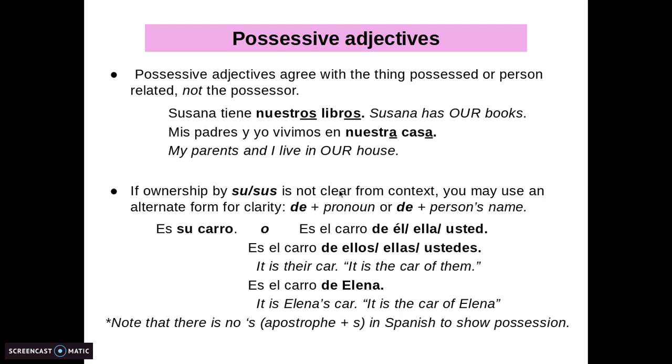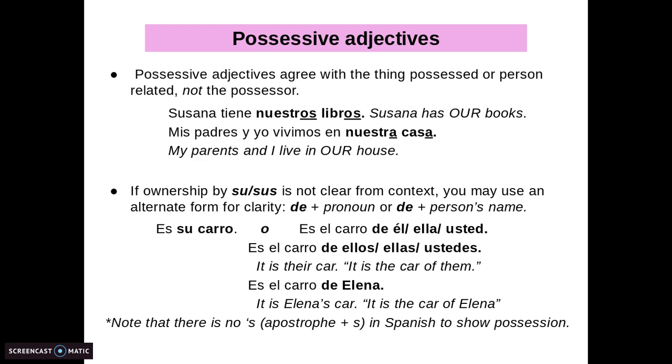If it's owned by Sue or Sus and it's not clear from the context, you might want to use an alternate form to clarify, meaning de plus the person's name, okay? Or de plus the pronoun in it, meaning de él, de ella, de usted, if we know who él, ella, usted are in that instance as well. So if I just say es el carro de ellos, okay, I'm saying it is their car. I could say es su carro. Es su carro. It's his car. It's her car. It's their car. It's your car. Whose car is it? But if we don't know the context, we can clarify.